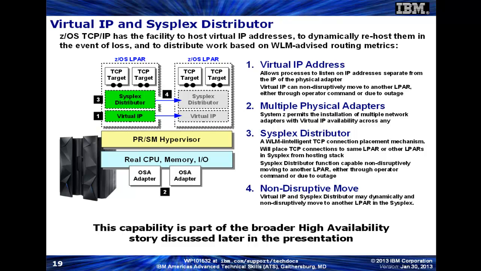Sysplex Distributor is a function of zOS TCP that provides intelligent TCP connection placement services based on WLM advice. Imagine a client seeking to connect to a WAS zOS server that's clustered in a parallel sysplex environment. The client can be configured to use a hostname that maps to a virtual IP address. The TCP connection request is handled by Sysplex Distributor, which, at the time of the request, determines which LPAR is best suited to handle the request. In the event the LPAR on which the Sysplex Distributor function is being hosted is lost, the surviving TCP stacks in the sysplex will automatically and non-disruptively take over the Sysplex Distributor function. This dynamic movement may be accomplished with operator commands as well, which is of value in doing planned maintenance.